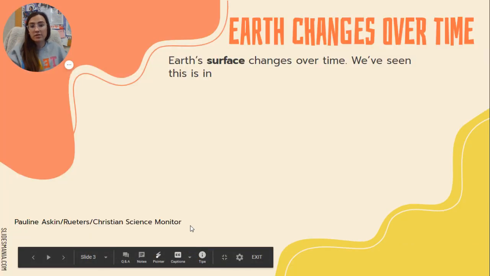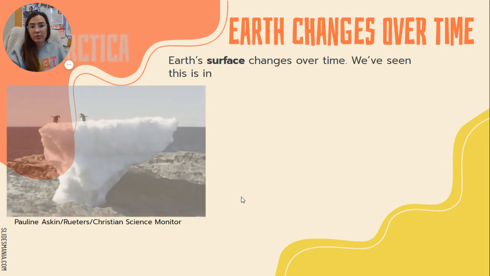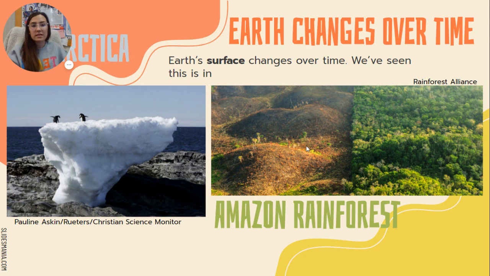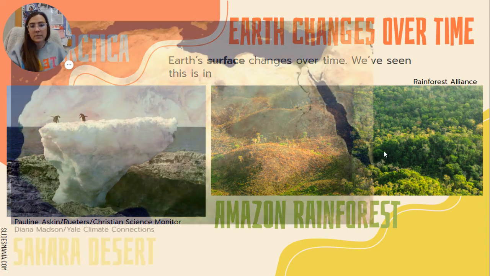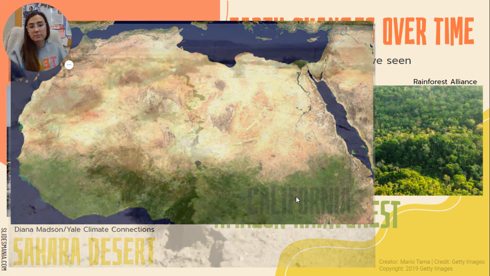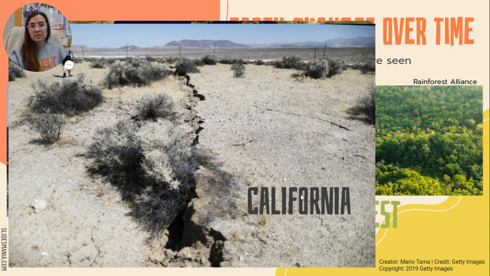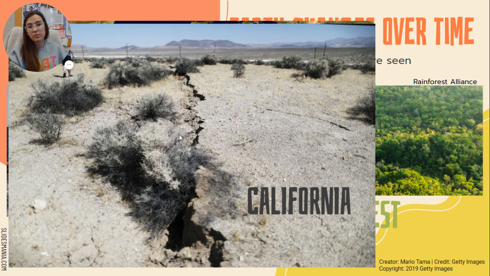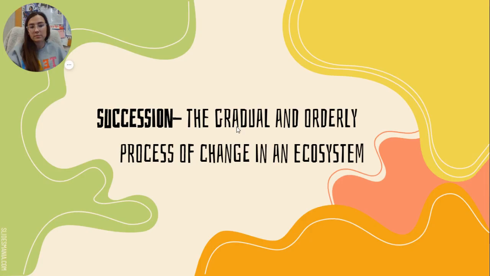So our Earth's surface changes over time, okay? We've seen this in glaciers melting. We've seen this in the Amazon rainforest changing over time. We've also seen this with the Sahara Desert. It's actually becoming larger, so the desert is expanding. We've also seen the Earth change over time in California. We know that the fault lines are moving, causing the earthquakes, which changes Earth's surface as well.